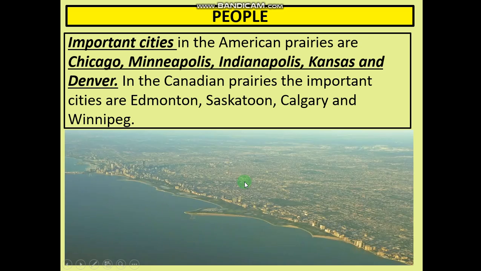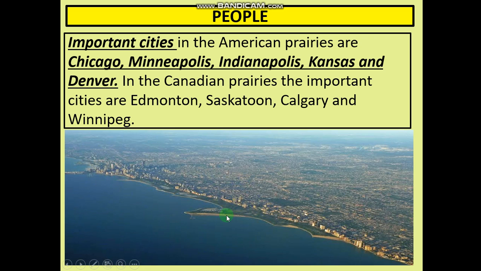Important cities in the American prairies are Chicago. You must have heard this name. Chicago is one of the most populous cities in the world. Thereafter, Minneapolis, Indianapolis, Kansas, and Denver. These are important cities found in the prairies of America. And in the Canadian prairies, the important cities are Edmonton, Saskatoon, Calgary, and Winnipeg.